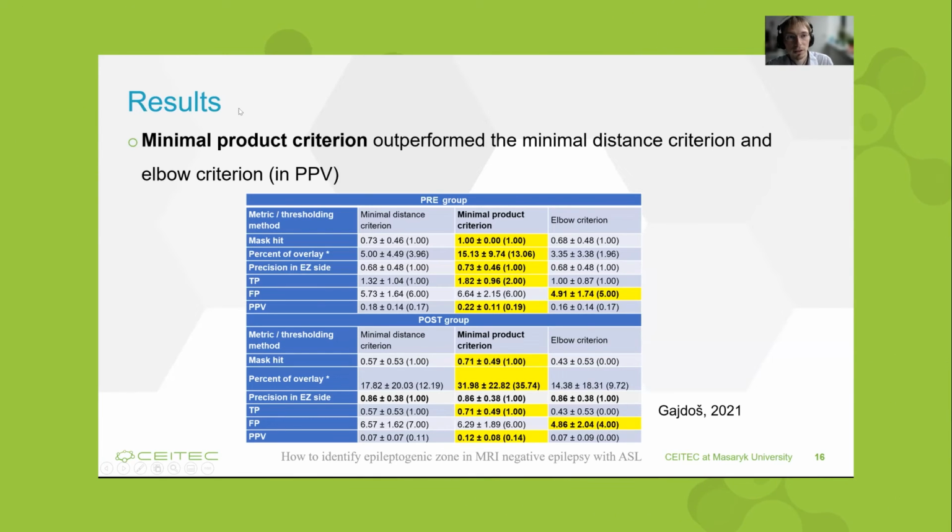As a result of our study, the minimal product criterion outperformed the other two criteria we were testing in almost all of the observed metrics. And most importantly, it was the best criterion for the positive predictive value in both groups, in the preoperative group and also in the post-operative group.